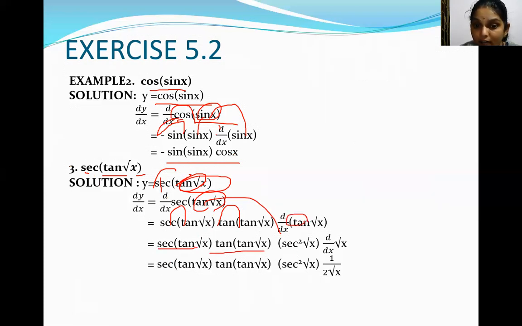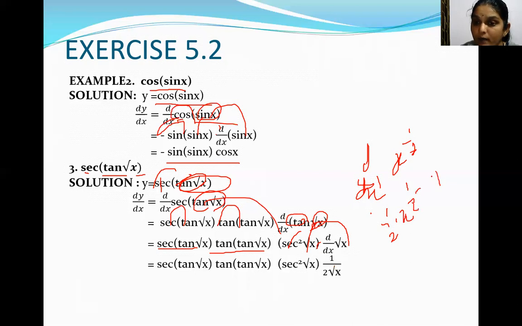Then what is the derivative of tan x with respect to x? It will be secant square x. Like that, for tan of root x I will write secant square of root x into d by dx of root x. What is d by dx of root x? Root x is x to the power 1 by 2. You know d by dx of x raised to n, so it will be 1 by 2 into x to the power 1 by 2 minus 1. 1 by 2 minus 1 means minus 1 by 2. So you will write it as 1 divided by, in the denominator, root x.